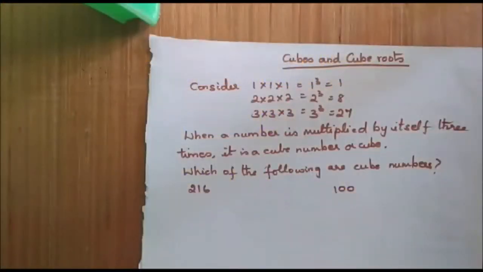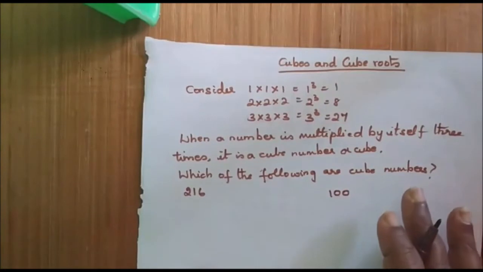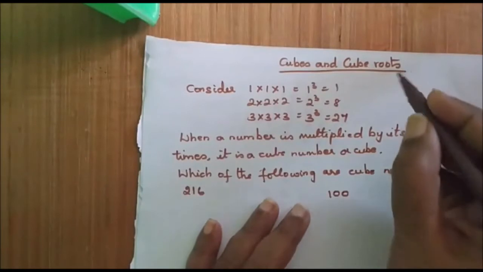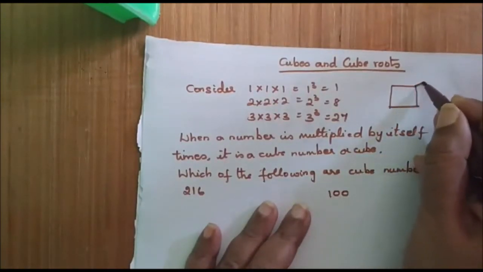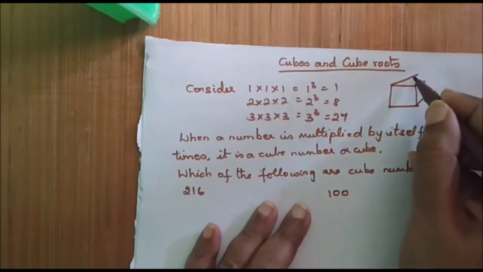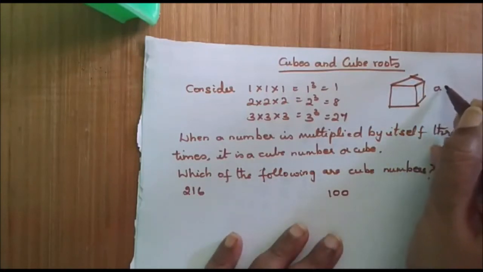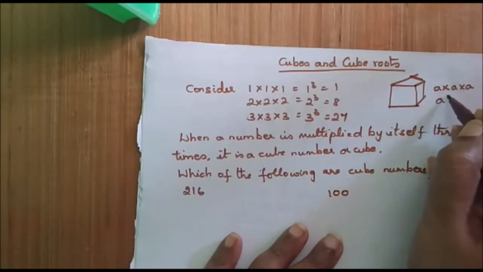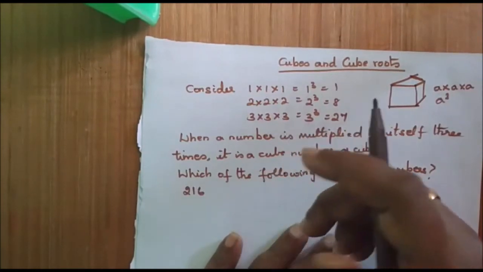Students, in today's class we'll see the next chapter, that is chapter 7 of class 8, cubes and cube roots. Now, what do you mean by cube? In geometry, when we had to draw cubes, how did we find the volume of a cube? We multiplied the side by itself 3 times, isn't it? So how did we get the volume of a cube? By multiplying its side 3 times.